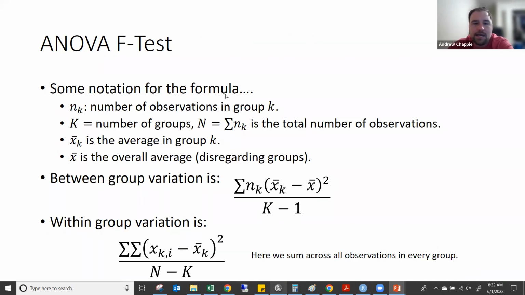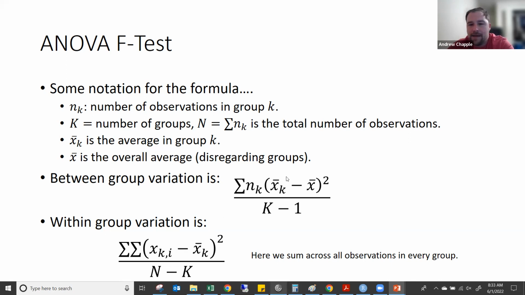So this is what the F test looks like. So just some notation. N_k is the number of observations in group k. Capital K, that's the number of groups, and capital N is the total number of observations, just summed in each group. X bar k is the average in group k, and X bar is the overall average, disregarding groups. So the between group variation, you can write like this. The within group variation, you can write like this.